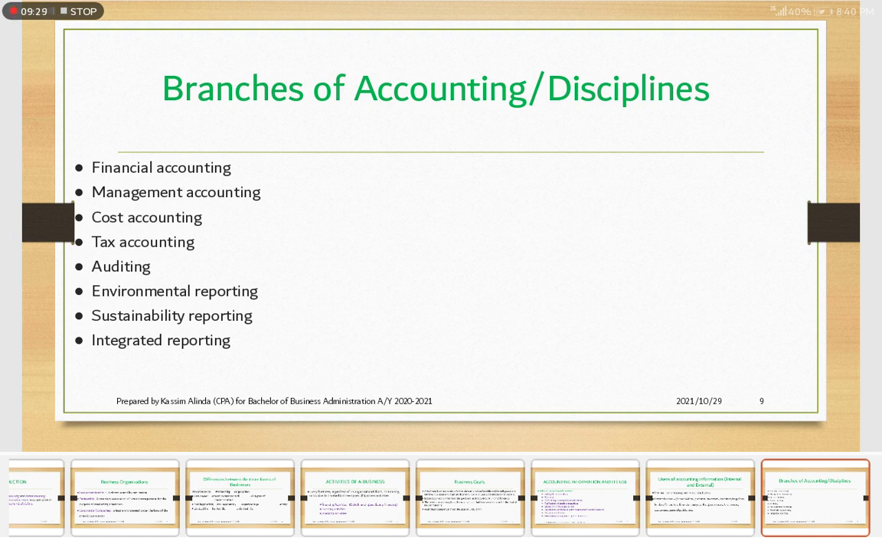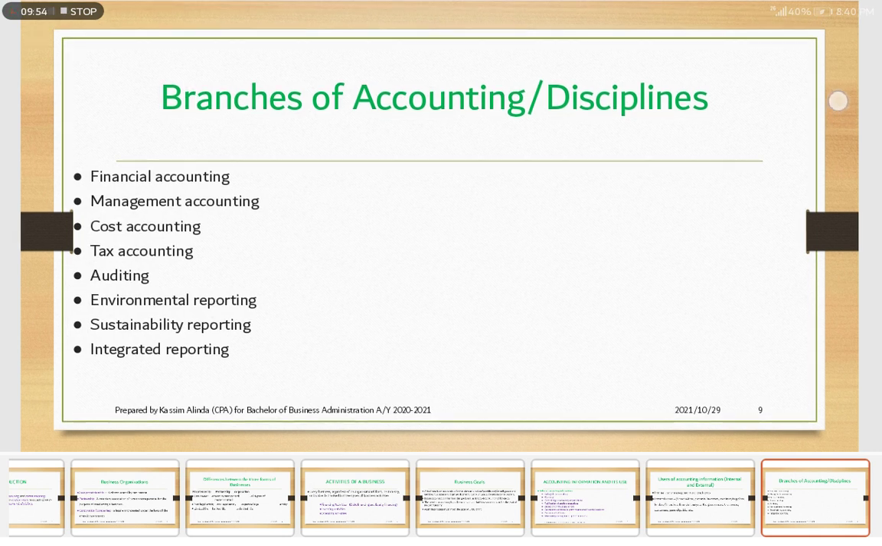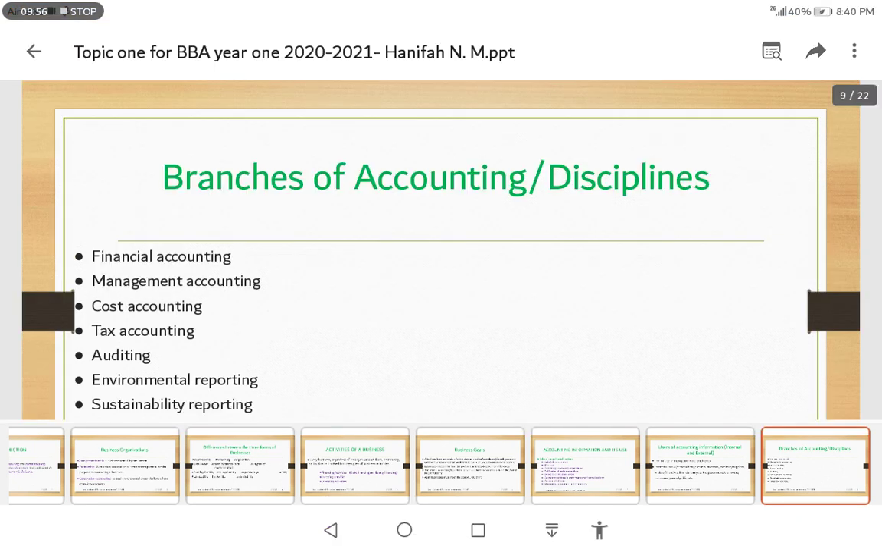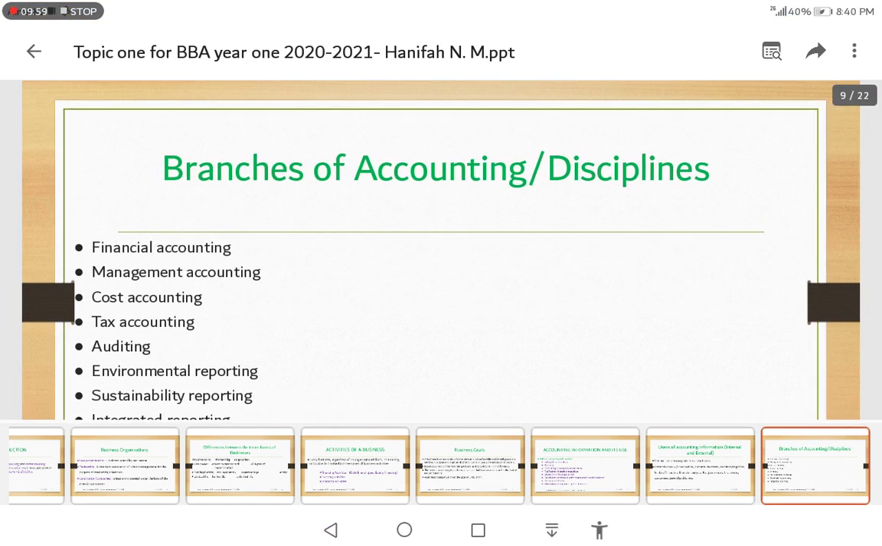These are independent individuals. External auditors come from audit firms. They are hired by different companies to examine their financial statements, to see whether these financial statements show a true and fair state of affairs, and after that they will give what we call an audit opinion. Tax accounting, like I said, its role is to prepare tax returns as well as tax planning.